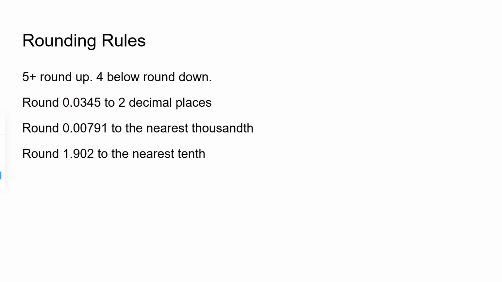So round 0.0345 to 2 decimal places. So I'm just going to rewrite that number over here, 0.0345. And it says to 2 decimal places. So we're going to count 2 decimal places. This is 1 decimal place. This is the second. And we're going to try to cut off the number here.